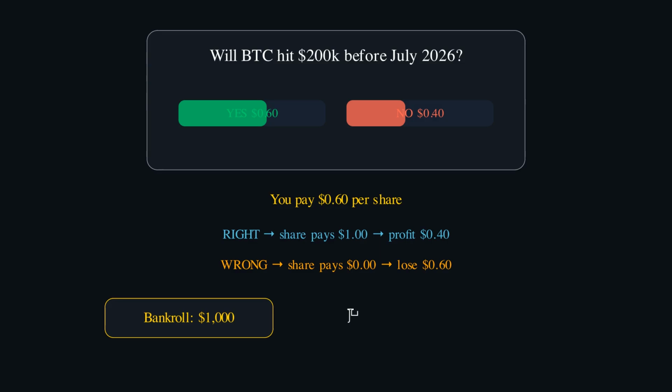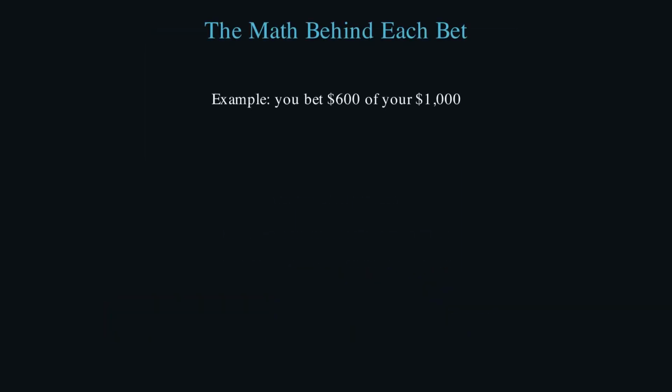You have $1,000 and you think yes is underpriced. How much do you bet? Let us walk through the numbers. You have $1,000 and bet 600 on yes.